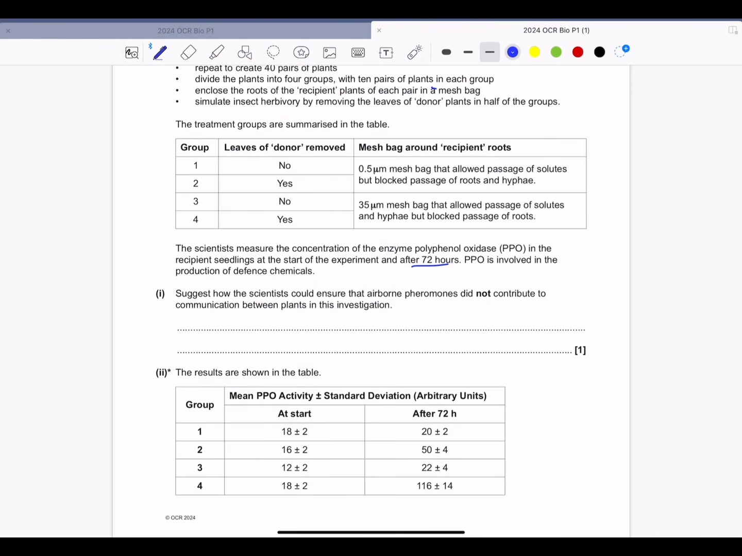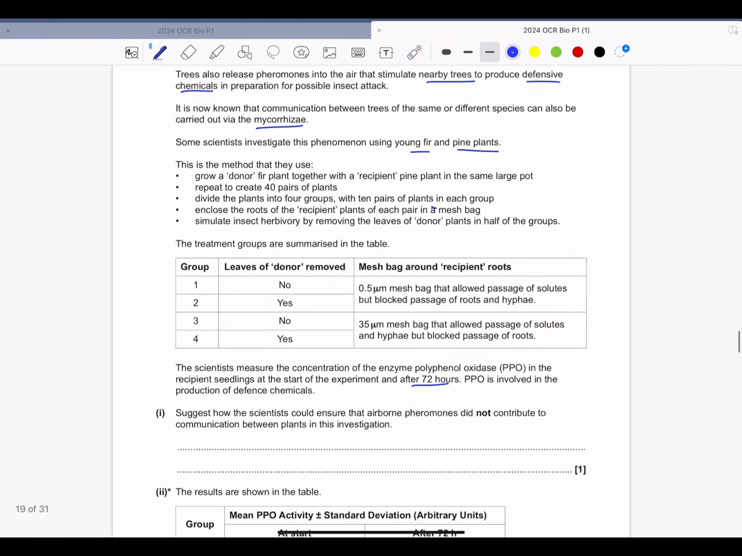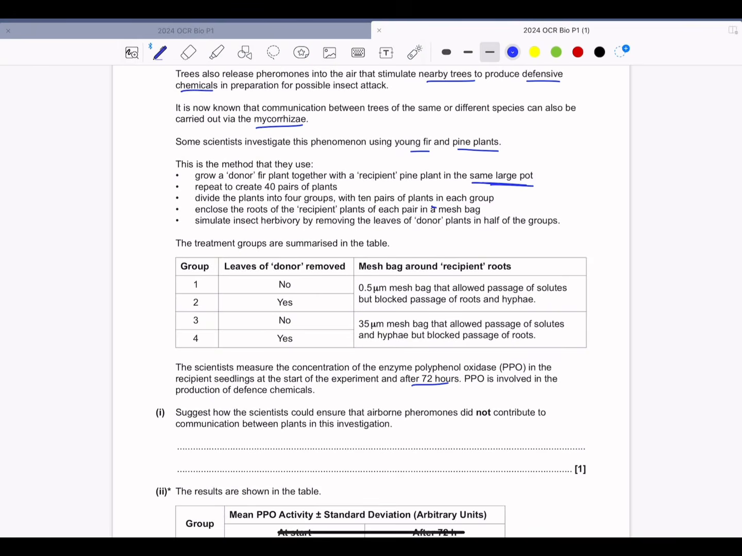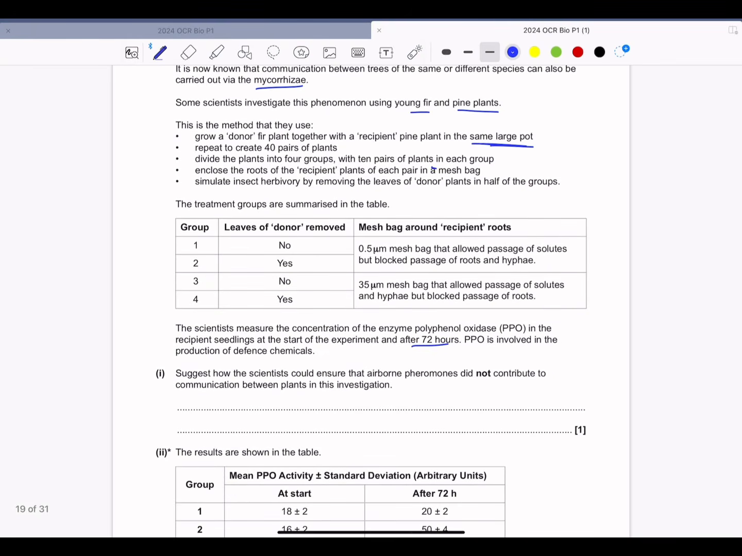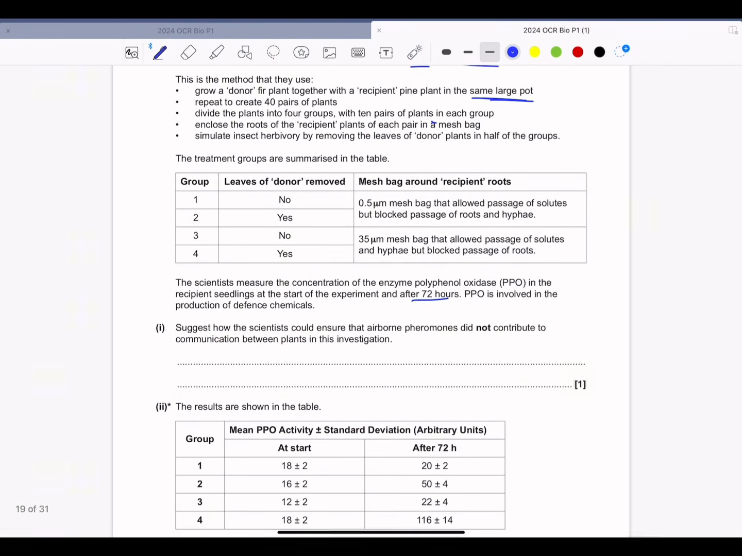How could the scientists ensure that airborne pheromones did not contribute to communication between plants in this investigation? Well, they're in the same pot, so they're close together. Were they in the same pot? Yes, they were put in the same large pot. So we can't move them further apart, but we could prevent airflow between them by placing a plastic bag on top of it. So you could enclose the plant in an airtight plastic bag.